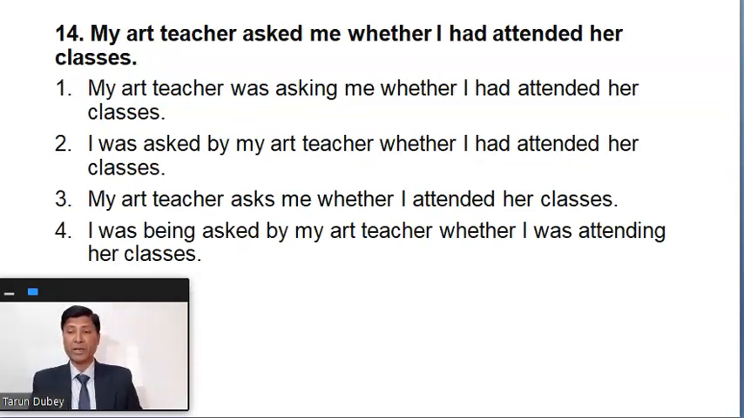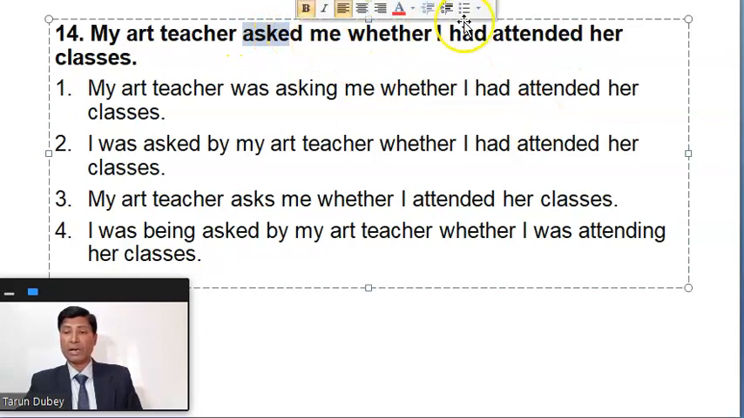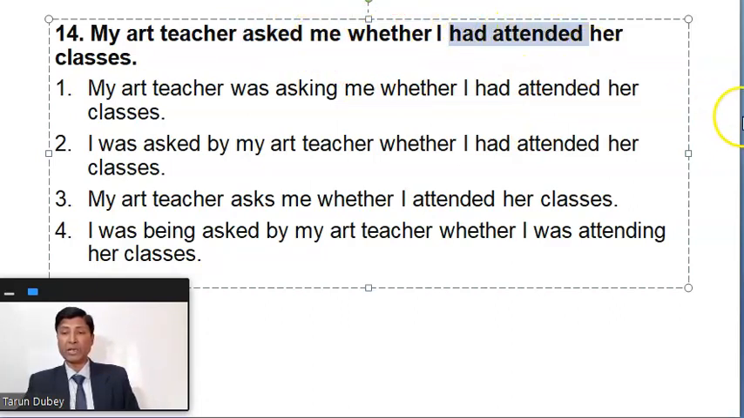Now look at question number 14. My art teacher asked me whether I had attended her classes. Where are the keywords? Auxiliary verb plus main verb X is a keyword for active. B plus past participle is the keyword for passive. Keyword is asked, and another keyword is had attended. So asked is in the simple past. This is V2, and had attended is a past perfect. So what will be the passive of V2? Was, were plus V3. And what will be the passive of past perfect? Had been plus V3.